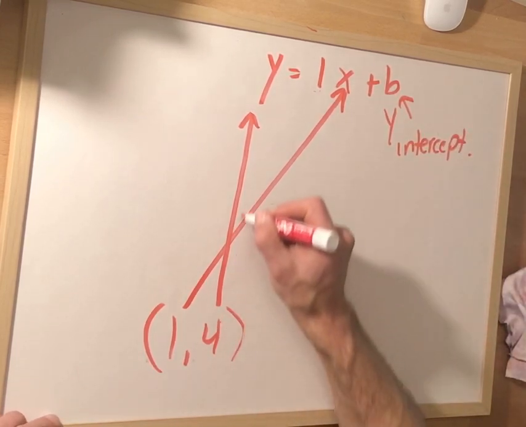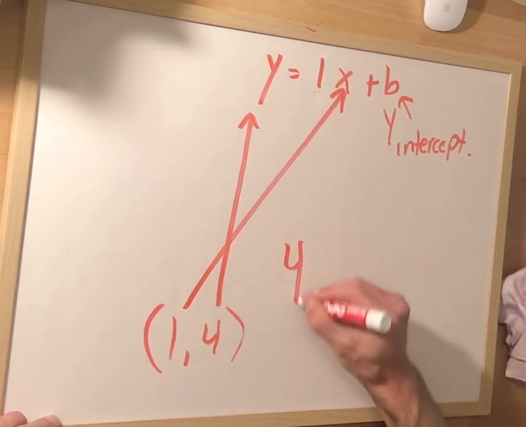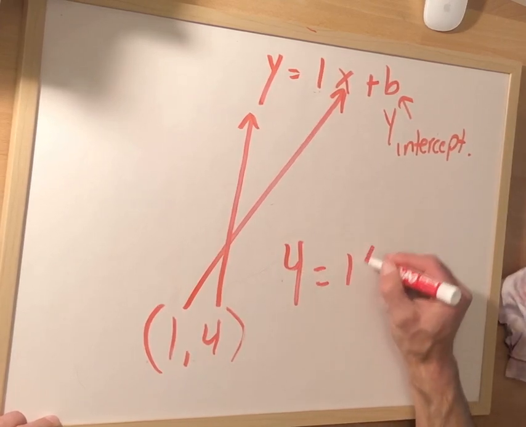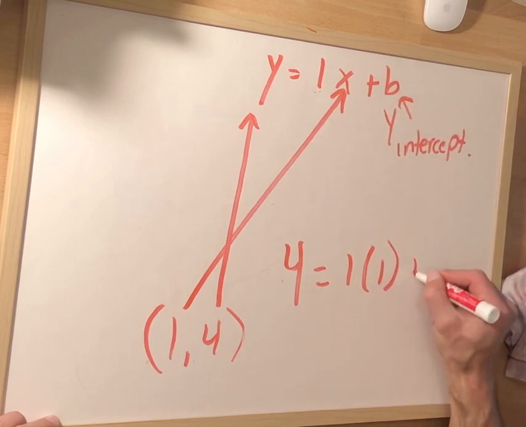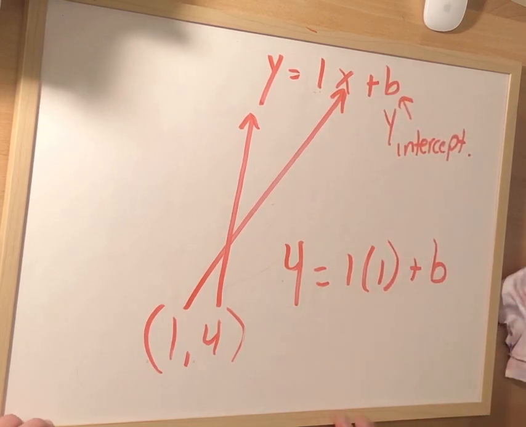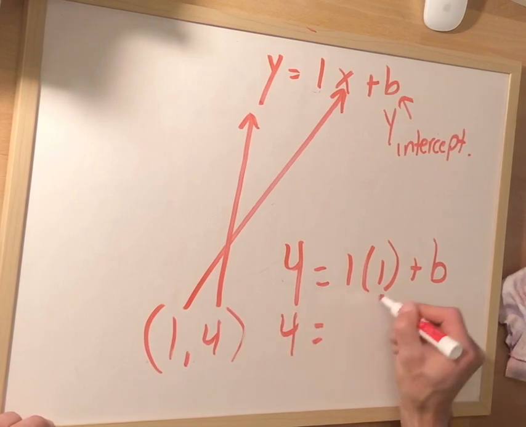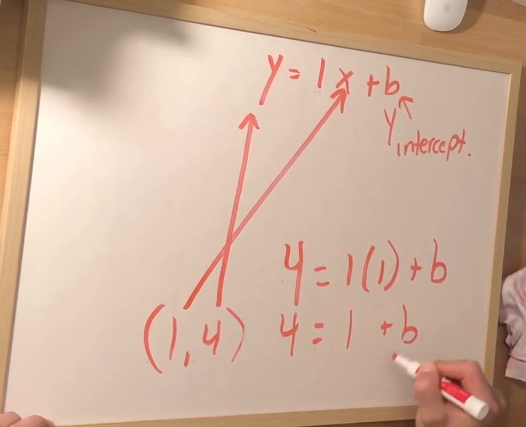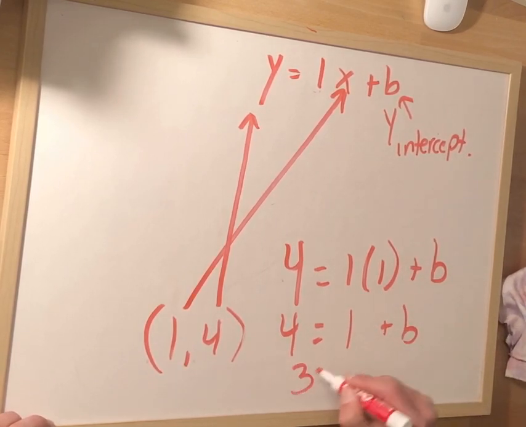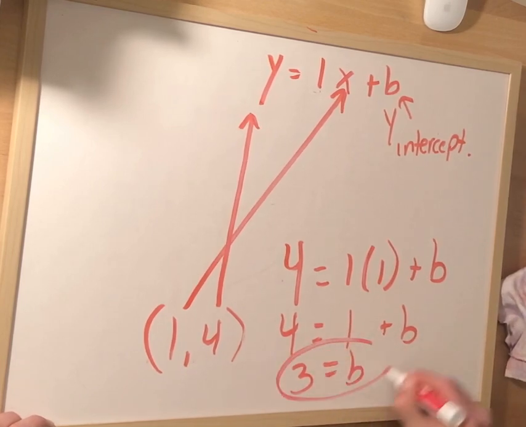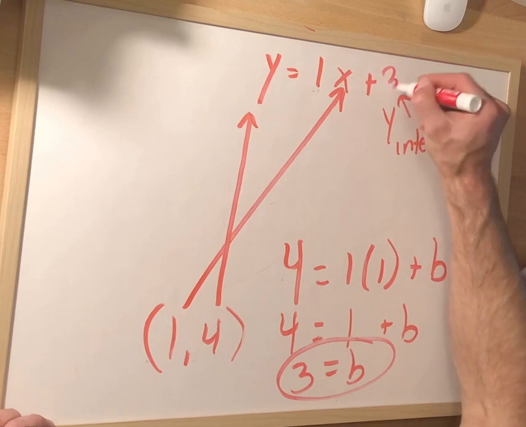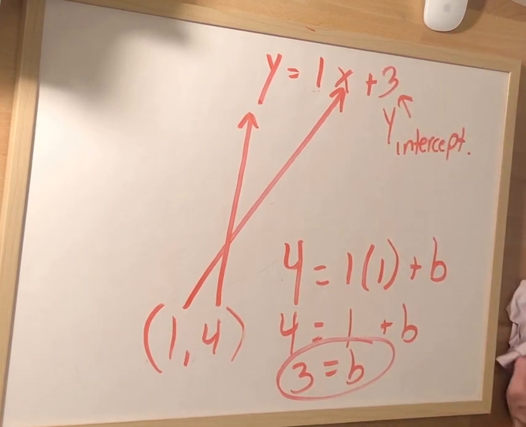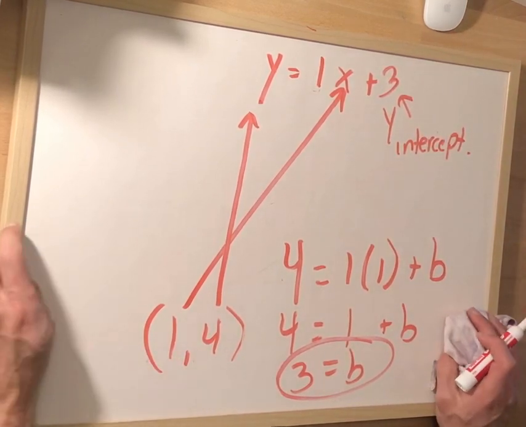So I would substitute that 4. 4 equals 1 times, plug this 1 into this x, plus b. 4 equals 1 times 1 plus b. So my b equals 3. That's my y-intercept, and I'm going to plug this in. And this is my equation of a line given those two coordinates.